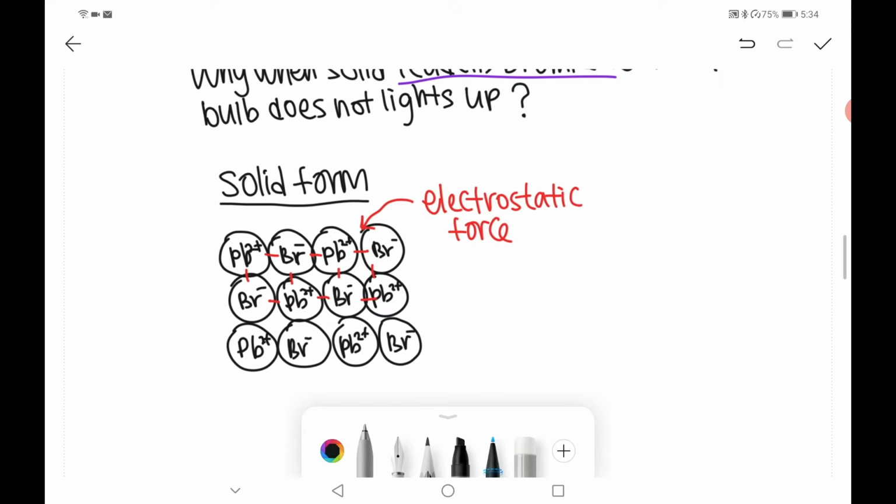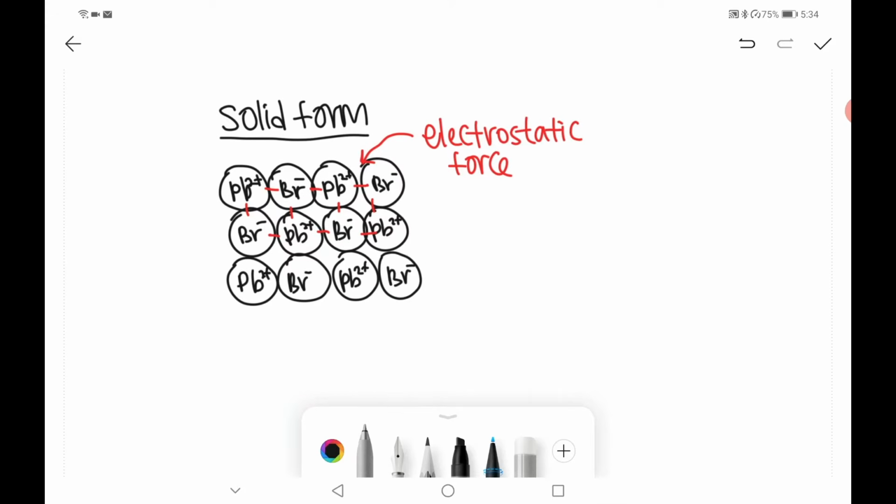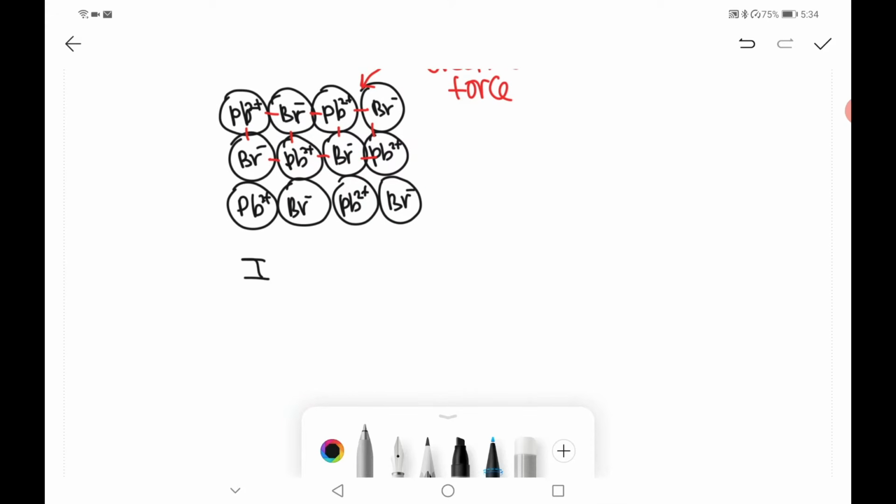Or you can imagine this. This is solid form. Or if you want, you can imagine something like this.